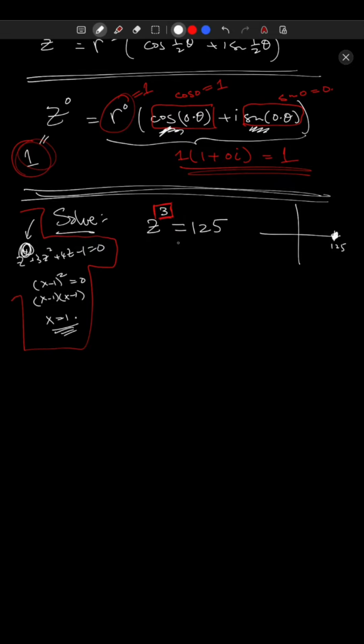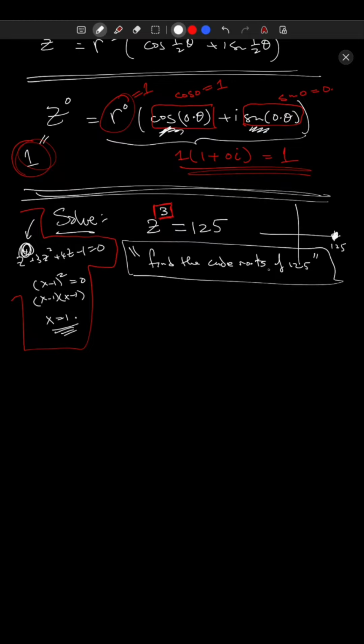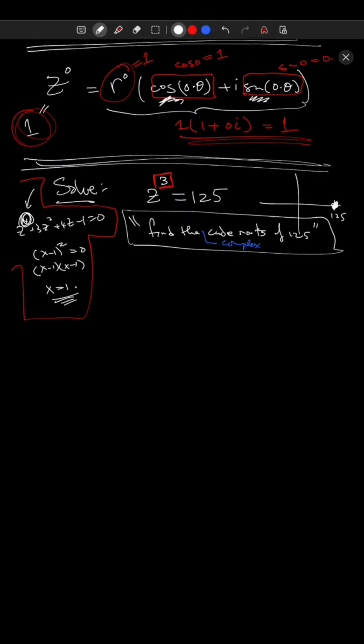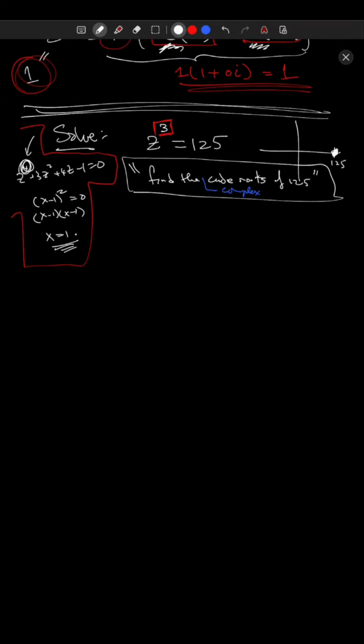Okay, so let me write this problem in words. I can also phrase this as: find the cube roots of 125. And again, I'm in the realm of complex numbers. Just to emphasize, I'll stick in the word complex, since we're not just talking about the real numbers, but also complex. All right, so how would you solve this? The way we do this is we're going to work in trig form.